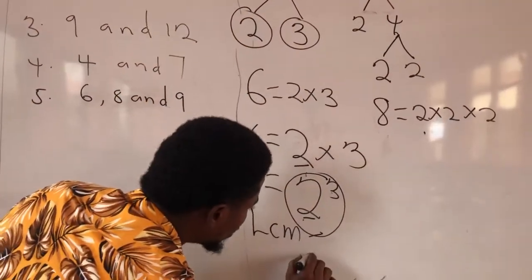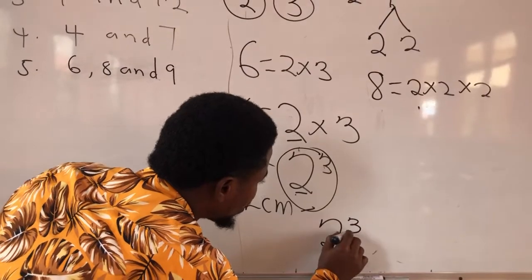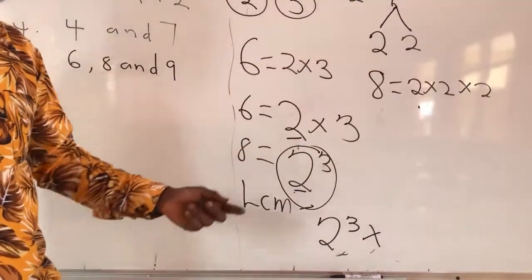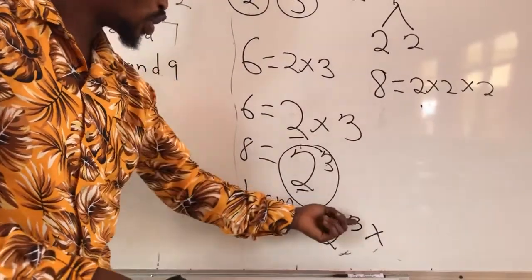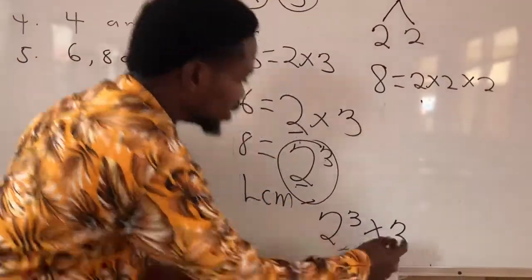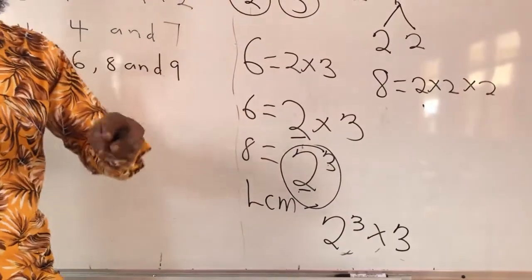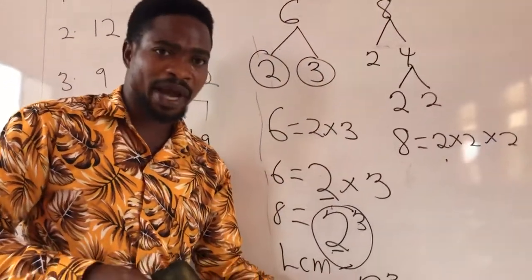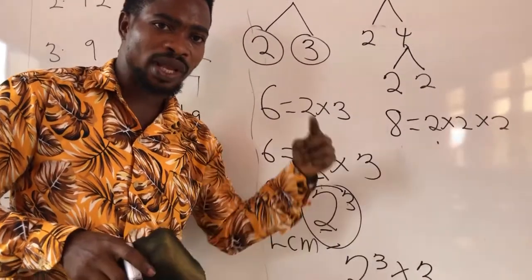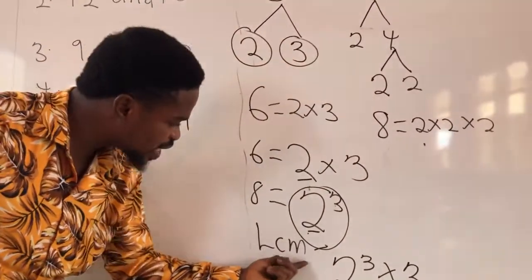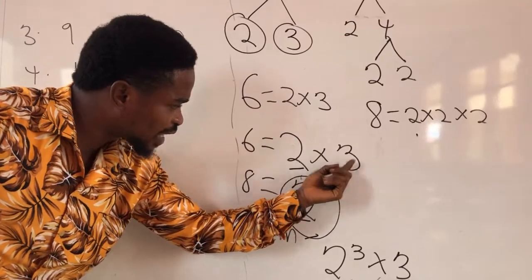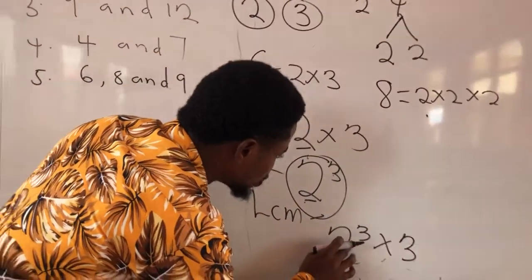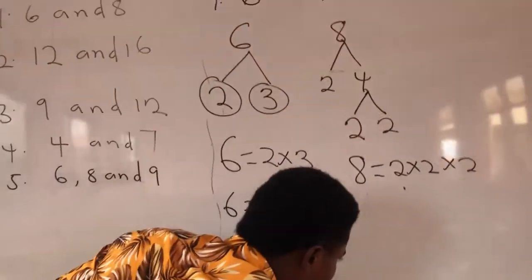So I come here, 2 raised to the power 3, and in LCM we do not throw the 3 away. We multiply it by this one. But in HCF, we leave the other factors. We don't multiply by the common factors. We leave them. But in LCM, we don't throw the factors away. We multiply them. So 2 raised to the power 3 will give us what?